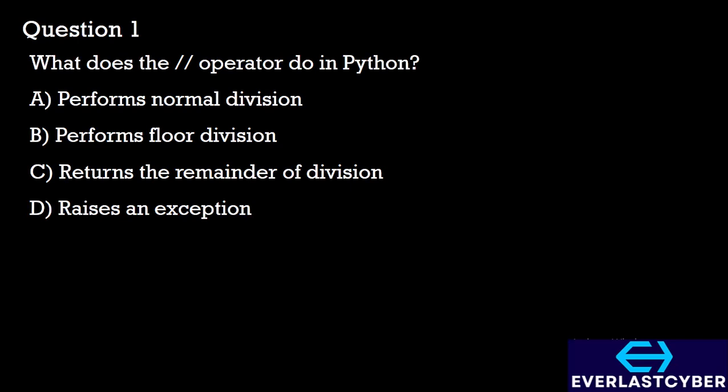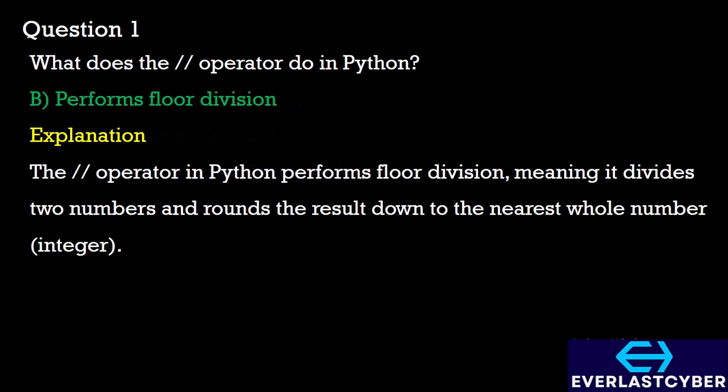Out of the options we have, we'll be going with option B. The double / operator in Python performs floor division, meaning that it divides two numbers and rounds down the result to the nearest whole number.